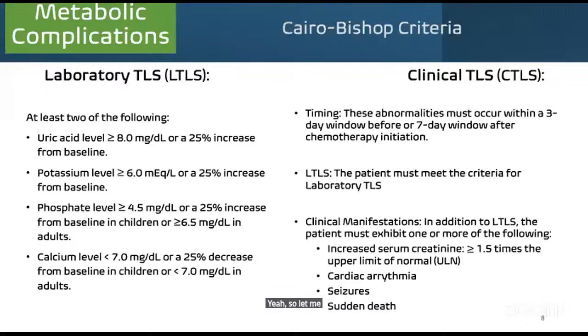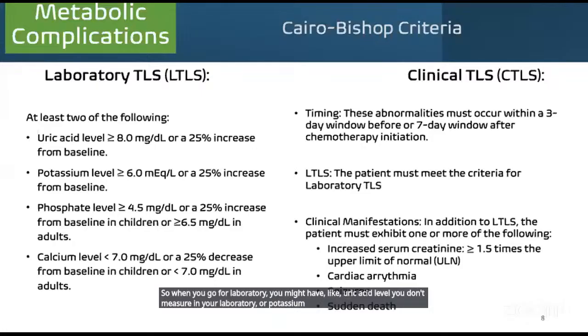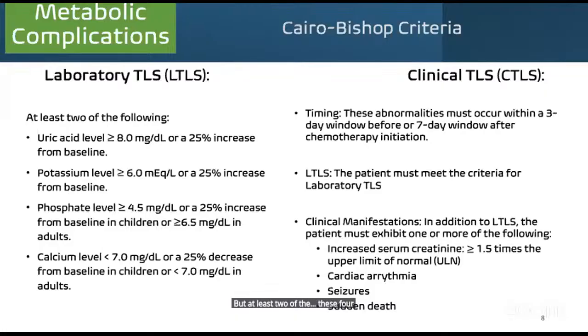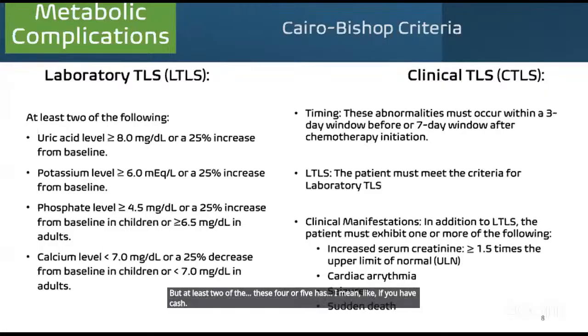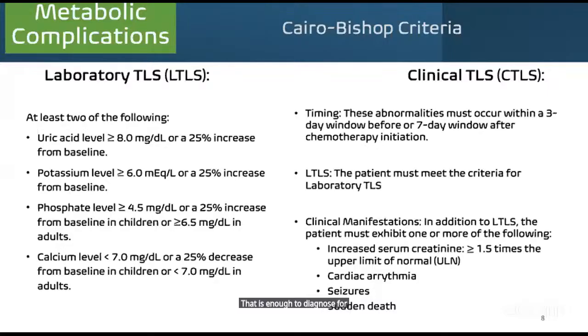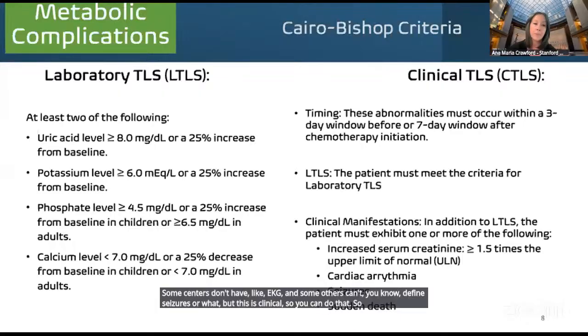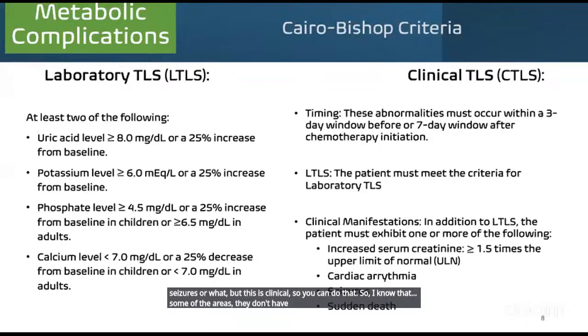Yeah, so let me highlight a little bit. When you go for laboratory, you might have a uric acid level you don't measure in your laboratory, or potassium, phosphate, but at least two of these four or five, if you have calcium, you can measure calcium level or uric acid. If you have two, that is enough to diagnose laboratory TLS. And for clinical, that is mainly cardiac arrhythmia. Some centers don't have an EKG, and some others can't define the seizures, but this is clinical, so you can do that. I know that some of the areas don't have laboratory tools to get this, but at least two in terms of laboratory.